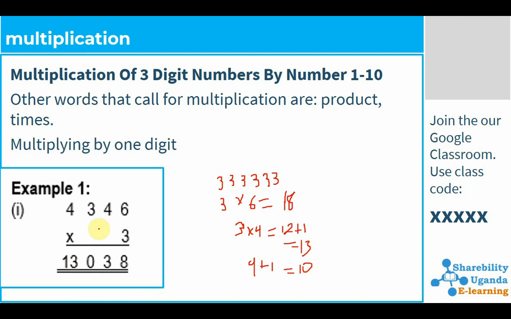What is 3 times 4? We get 12. 12 plus our 1. We are taking this 1 from here, this is our 1, right? So we shall be able to get our answer as 13. So that's how they came up with that number.